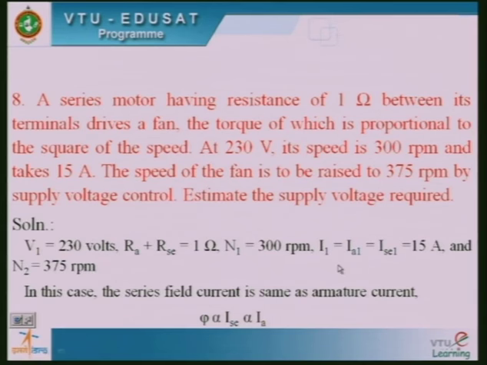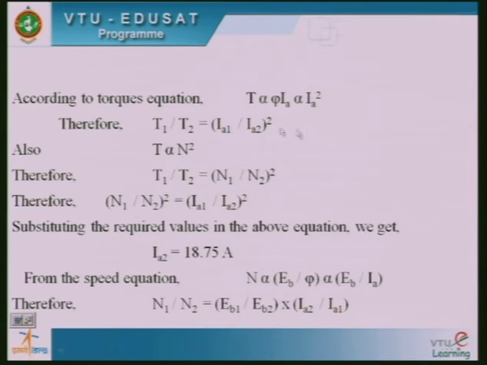Now, in a series motor, we know that flux per pole is directly proportional to the current flowing through the series field winding, and also directly proportional to the armature current. Now we have the torque equation. According to the torque equation, T is directly proportional to phi Ia. Since phi is directly proportional to Ia, you can consider T is directly proportional to Ia square. So, T1 divided by T2 is equal to Ia1 divided by Ia2 whole square.